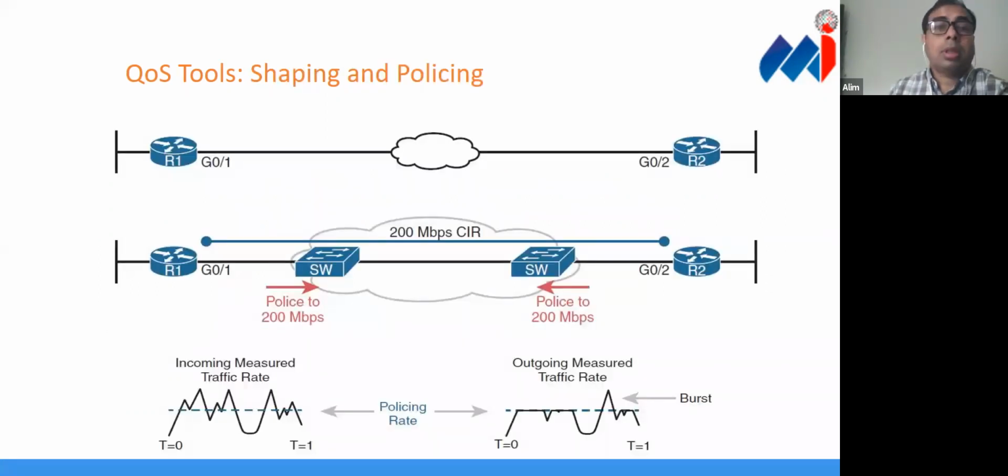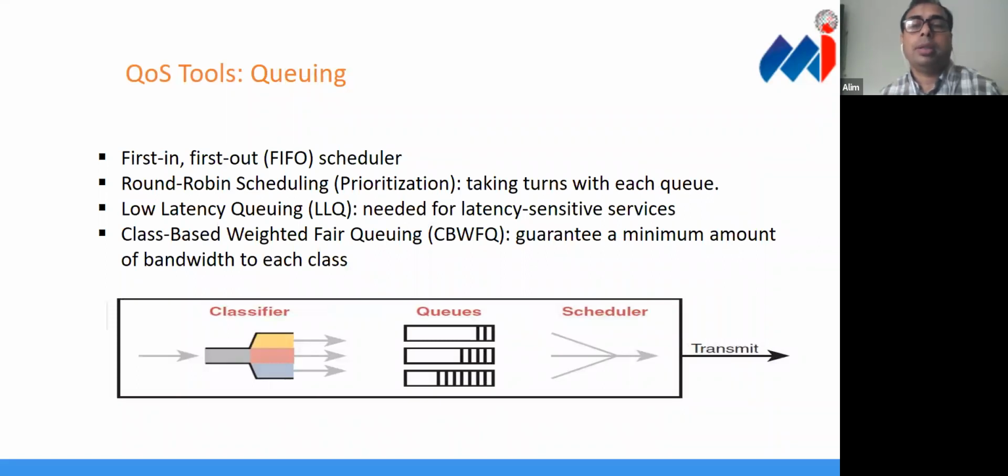So this is actually the queuing mechanism. What I'm trying to say is that first in, first out is very simple, and it is not used when you try to differentiate processing of packets based on their marking and classes. So a different queuing mechanism is needed.